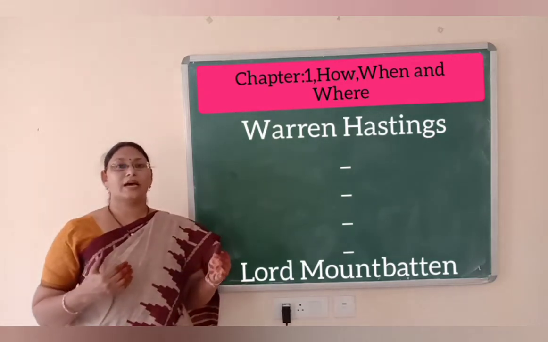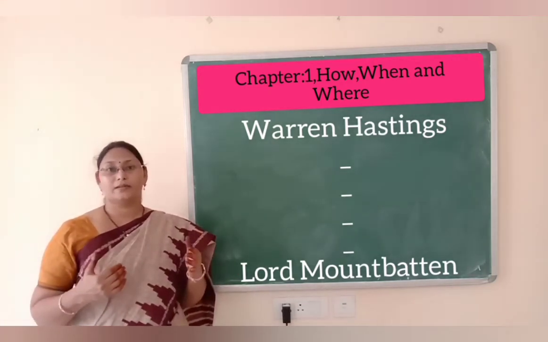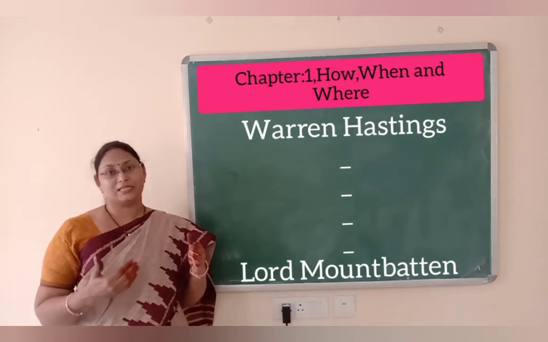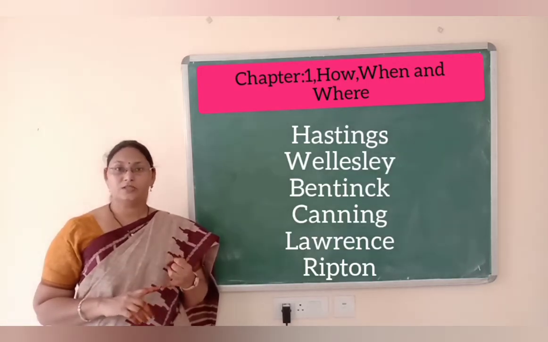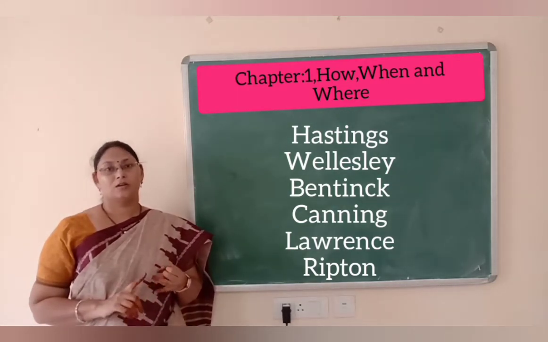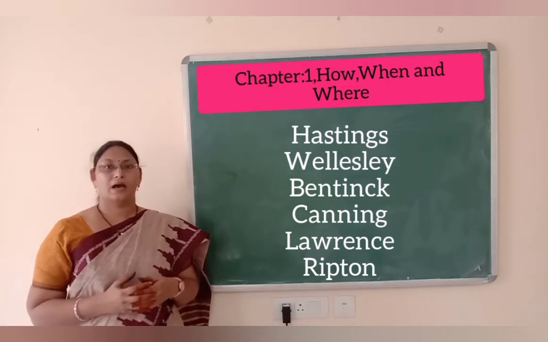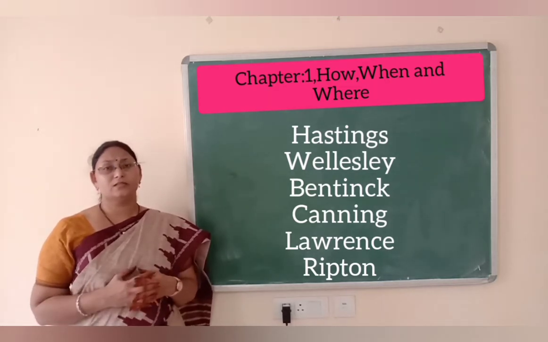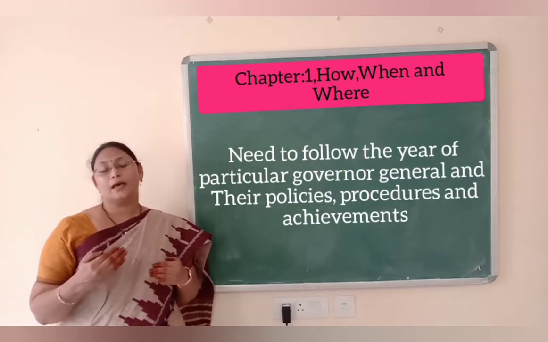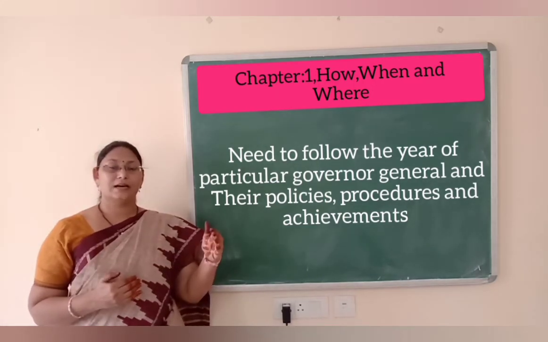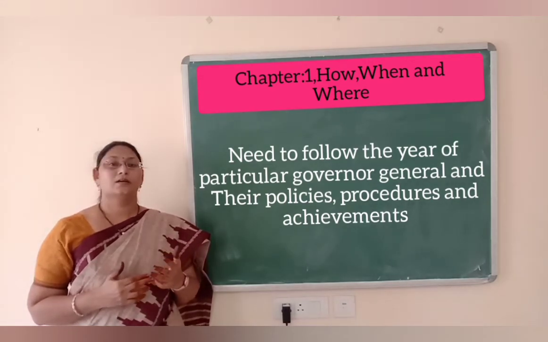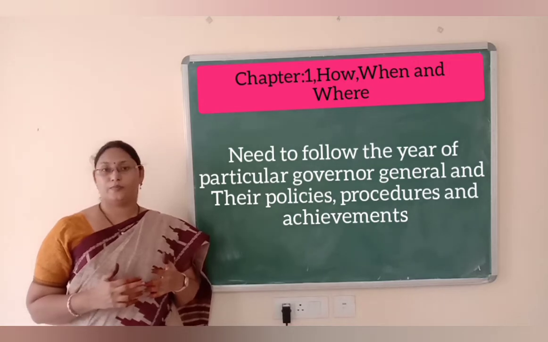Due to the course of time from Warren Hastings to Mountbatten, many Governor Generals and Viceroys ruled, like Hastings, Wellesley, Ripon, Curzon, Dalhousie, Lawrence, Canning and Irwin. It is a never-ending succession of Governor Generals. So if we would like to tell about British India, we need to select the years of these Governor Generals and their processes, procedures and achievements.